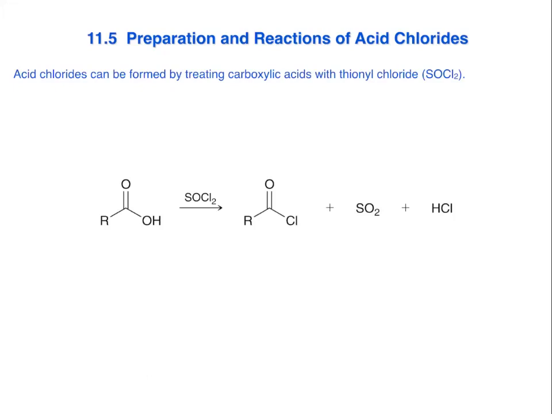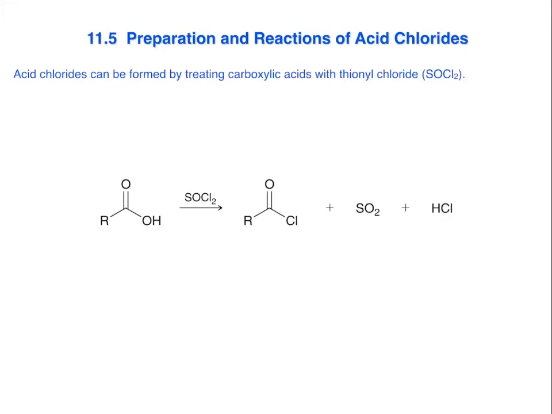In this video, we're going to cover section 11.5 on the preparation and reactions of acid chlorides. Now, acid chlorides can be formed by treating carboxylic acids with thionyl chloride, SOCl2. And you may recall that we used SOCl2 previously to convert alcohols to the corresponding alkyl chloride.